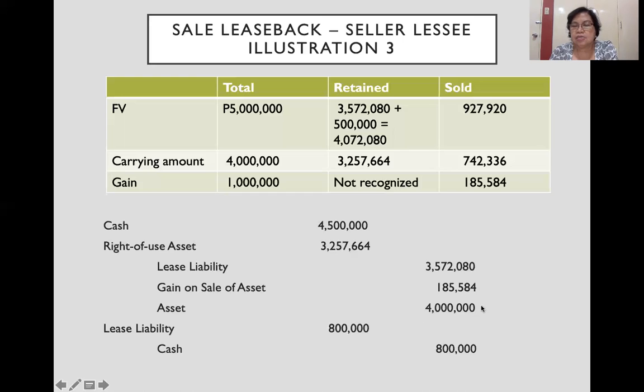Credit lease liability at the same present value because the periodic payment is still the same amount. Credit asset at the carrying amount of 4 million. And credit gain on sale of asset pertaining only to the right sold, 185,584. Then record the immediate payment: debit lease liability 800,000, credit cash 800,000. Again, your subsequent periodic rental payments are allocated to interest, and then the balance to reduction of principal.